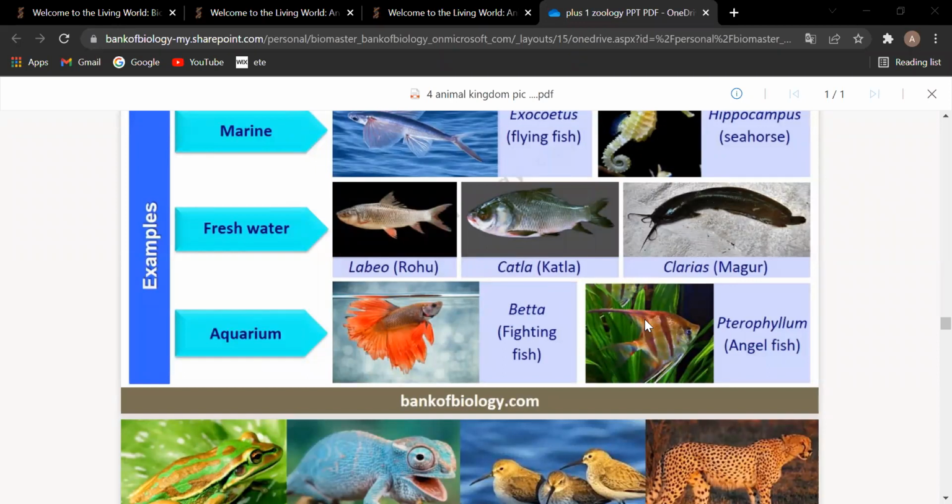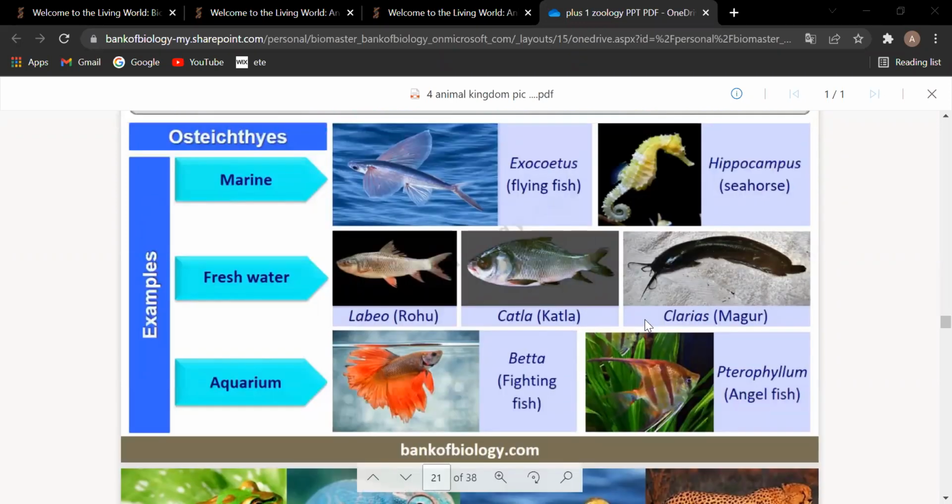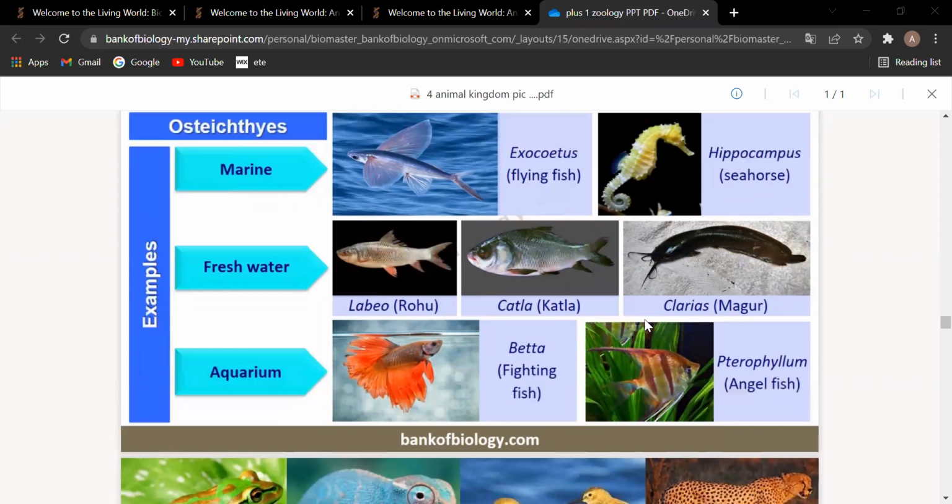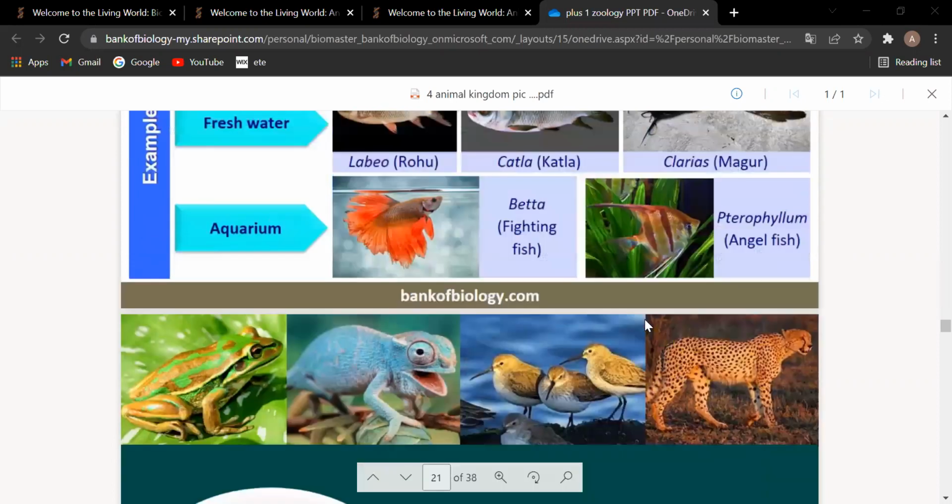So remember the names of osteichthyes. Exocoetus, Hippocampus, Rohu, Catla, Clarias, Betta, and Pterophyllum. All of these are the examples of osteichthyes, that is bony fish. Okay. This is the most easiest part.